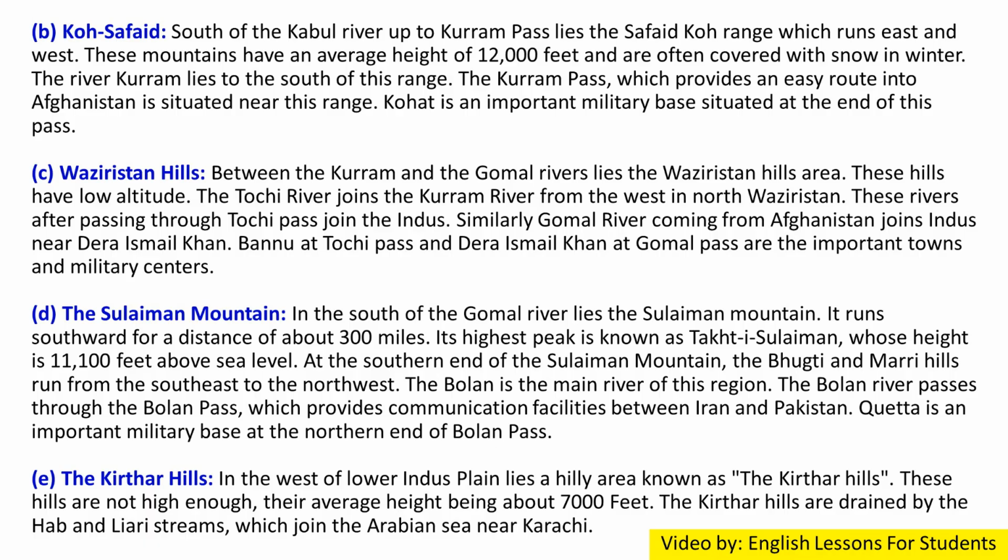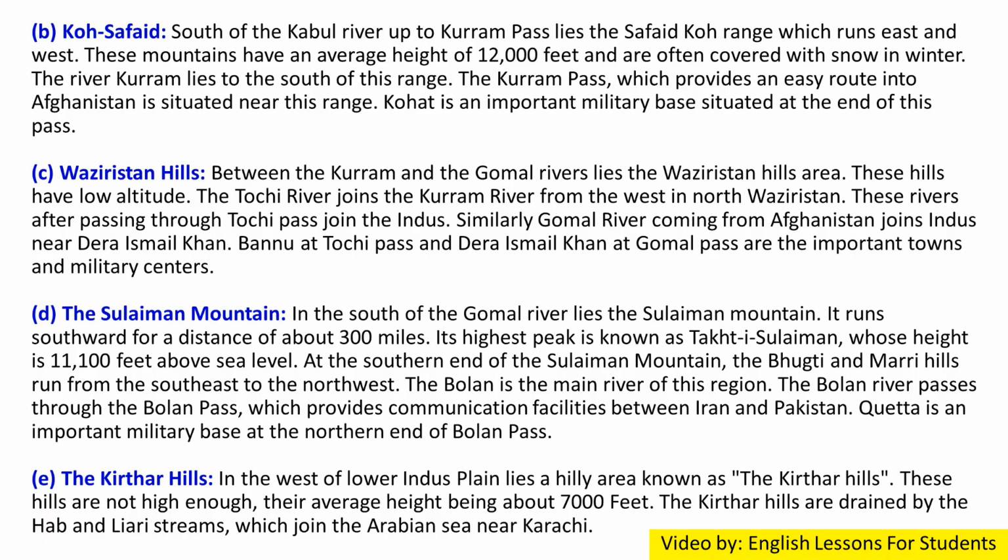Number 2, Koh-e-Safed. South of the Kabul River up to Kurram Pass lies the Safed Koh range which runs east and west. These mountains have an average height of 12,000 feet and are often covered with snow in winter. The river Kurram lies to the south of this range. The Kurram Pass, which provides an easy route into Afghanistan, is situated near this range. Kohat is an important military base situated at the end of this pass.